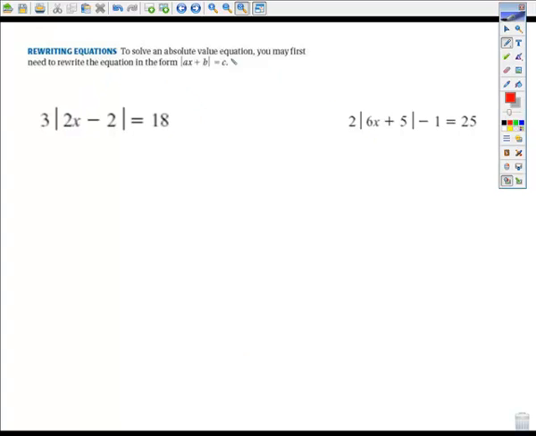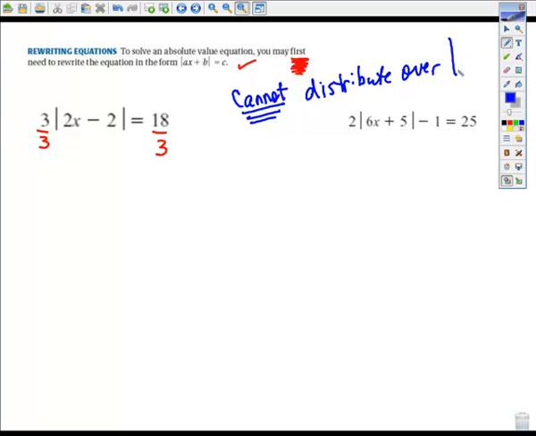These are a little more extensive, and it says here when you rewrite it, you want to always put it in this form first before you start taking off the brackets. So this is first. The first thing I'm going to do then is eliminate the 3, and you cannot distribute over absolute value. So write that down. That's really important. You cannot distribute over absolute value. So I end up with the absolute value of 2x minus 2 equals 6.